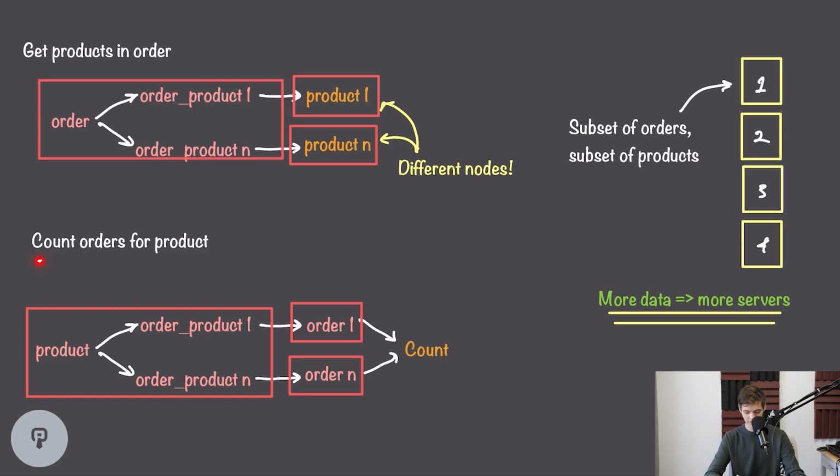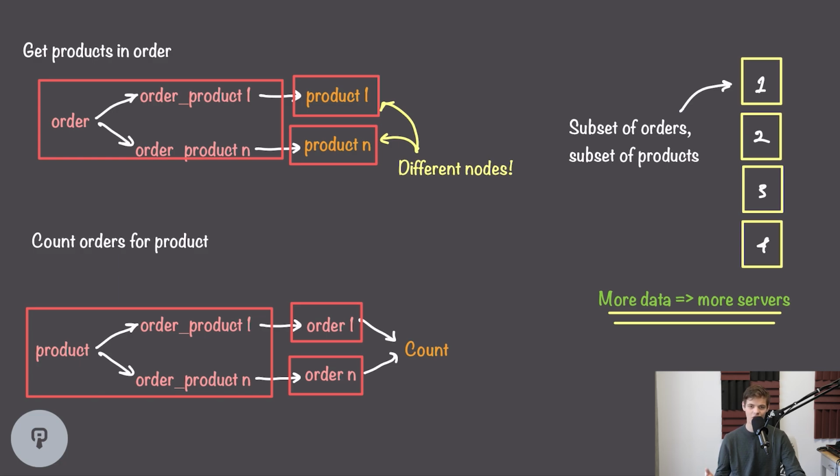In the same way, if we want to count the number of orders for a product, we have the same issue in reverse. So we can store all of our products and their associated order products within one node, but the orders associated with those order products will be scattered across all of our database nodes. This means that we might need to reach out to a significant number of database nodes in order to get the data that we're looking for.